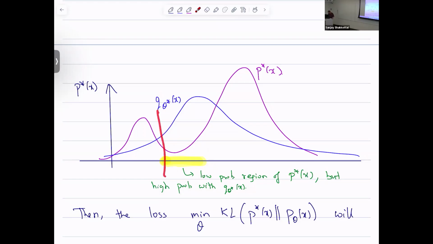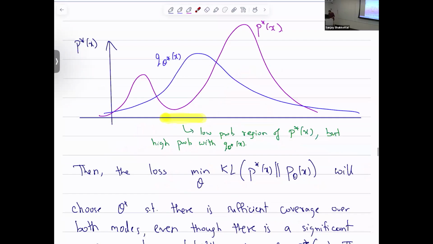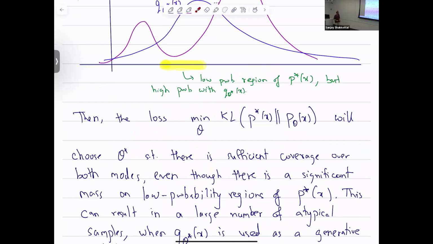Because in this place anyway, P star is small, this doesn't matter. It'll just null it out because the cost function doesn't care, because it's only averaged with respect to this measure. Does this make sense? So, which means forward KL looks for multimodal sampling, but may generate lots of atypical samples. Okay, what I mean by atypical samples is it actually generates samples where there are nulls in this multimodal thing.